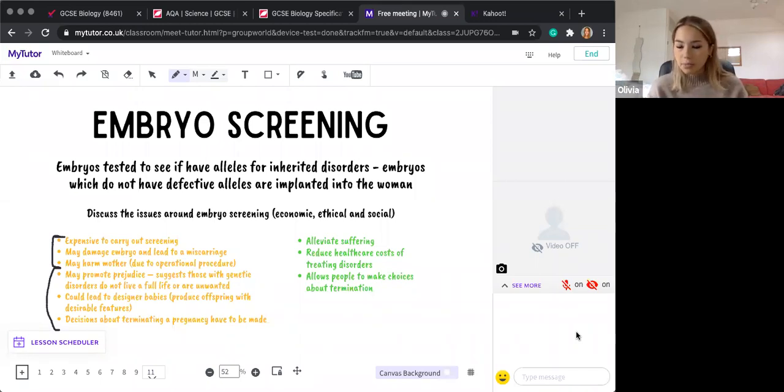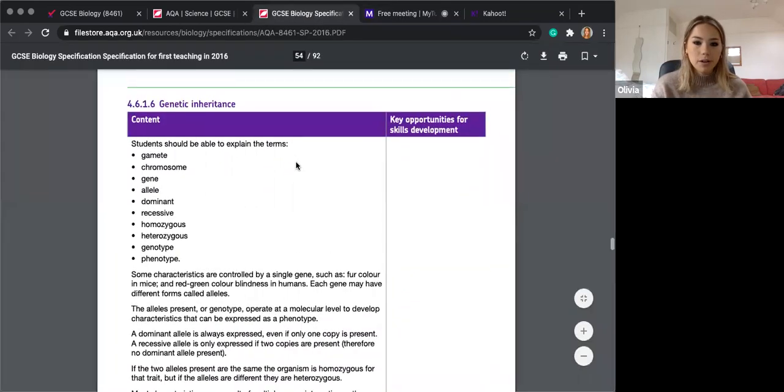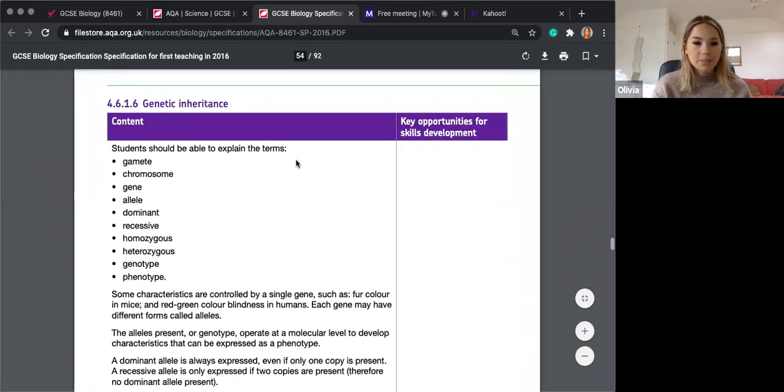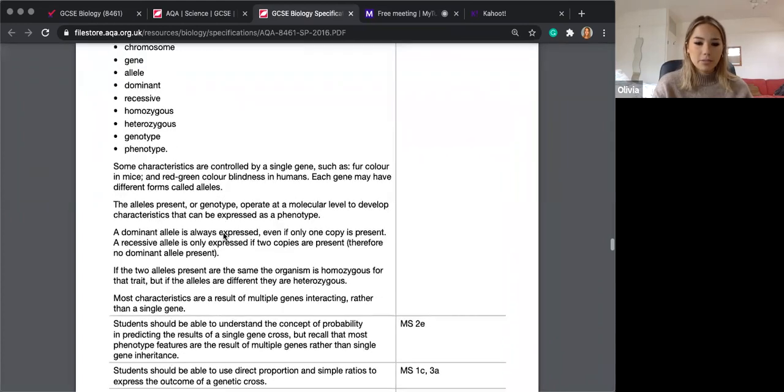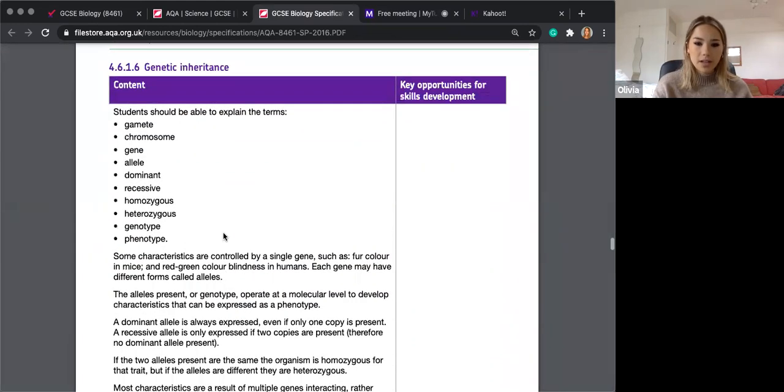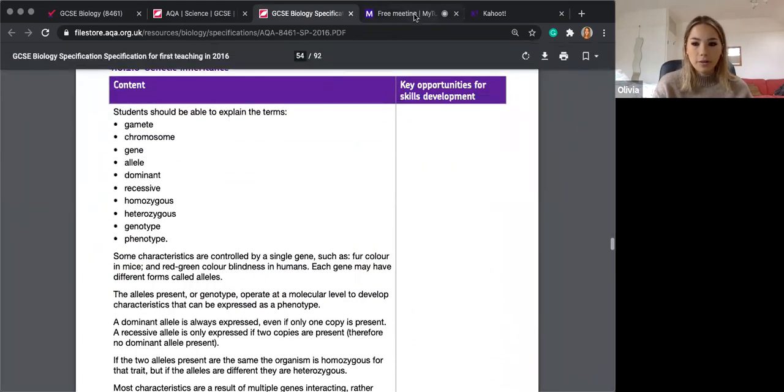Is this combined or triple? This is in both combined and triple science. Are we going through the specification? Yeah, I'll show you which part of the specification we're going through. We're looking at 4.6.1.6, genetic inheritance. We're going through all of this stuff. Okay, so you can have a look at that and cross-reference after.